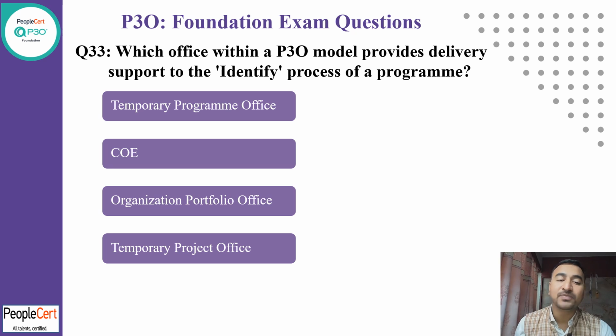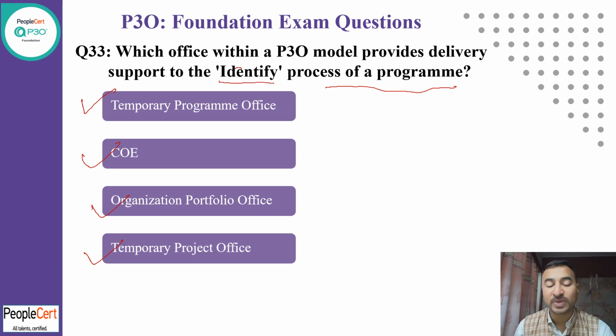Question 33. Which office within the P3O model provides delivery support to identify process of a program office? So I believe in the delivery support, let's evaluate the options. Option A, temporary program office, option B, COE, option C, organization portfolio office, and option D, temporary project office. Which office within the P3O model provides delivery support to identify process of a program?